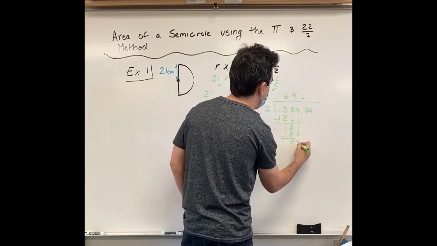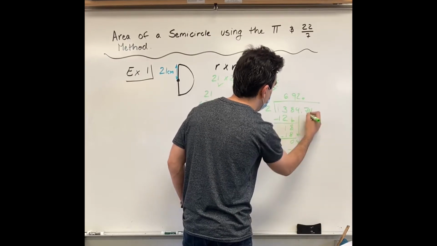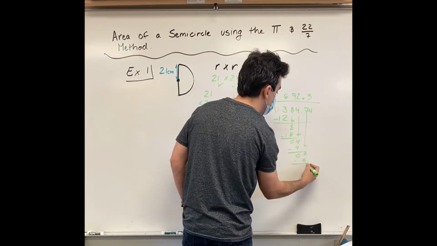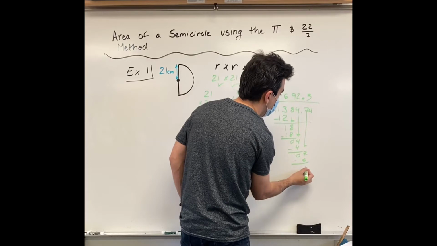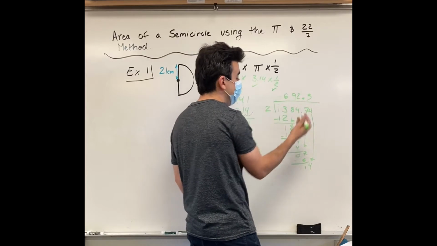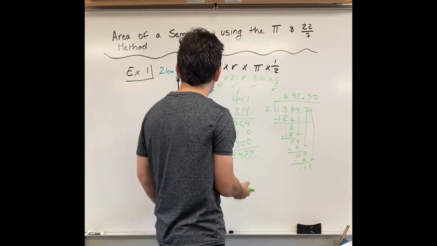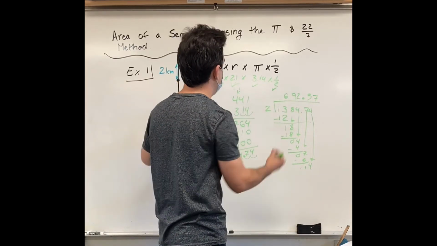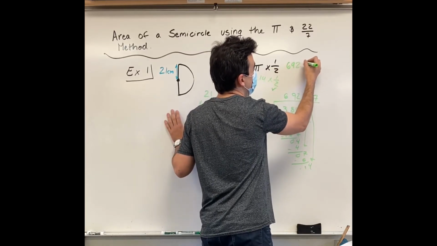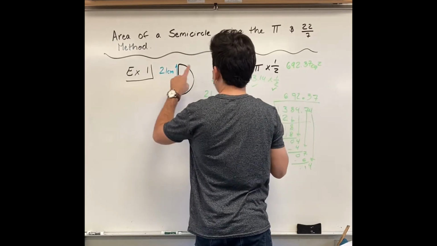2 goes into 4 2 times. Good. And 2 times 2 is 4, 0. Bring down my 7. 2 goes into 7 3 times. 3 times 2 is 6, and I get 1. Bring down my 4, and 2 goes into 14 7 times. So I have my answer now. I did all 4 steps. And the answer using the pi method is approximately 692.37 centimeters squared. Remember, we're doing area, so it's squared.